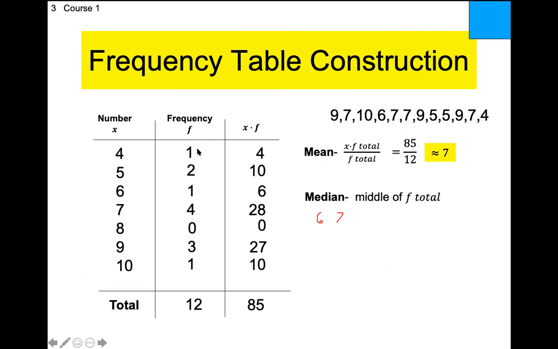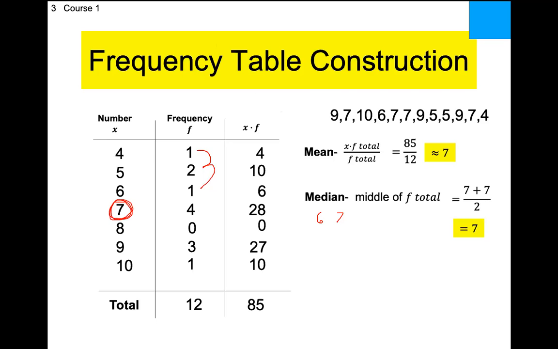So we're going to find the 6th number by using the F column. 1 plus 2 is 3, plus 1 is 4, and then a whole bunch of 7s. So the 6th and the 7th number are both 7. Add those two together, divide by 2. 7 plus 7 is 14, divided by 2 is 7. So the median is 7. The median is the only challenging one.